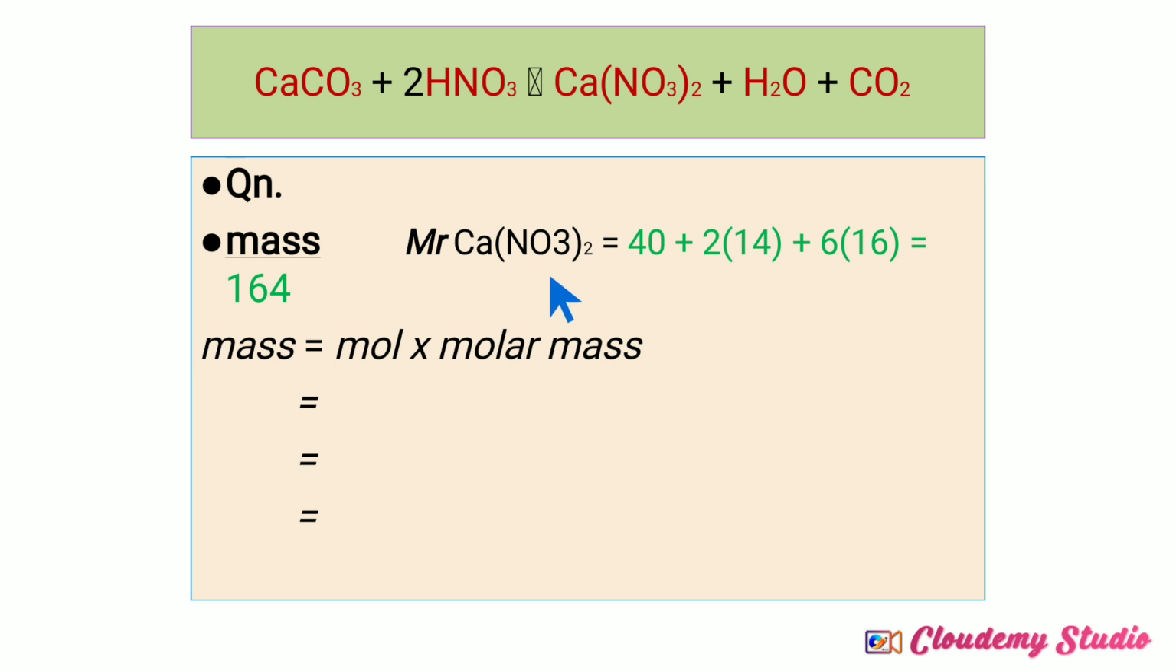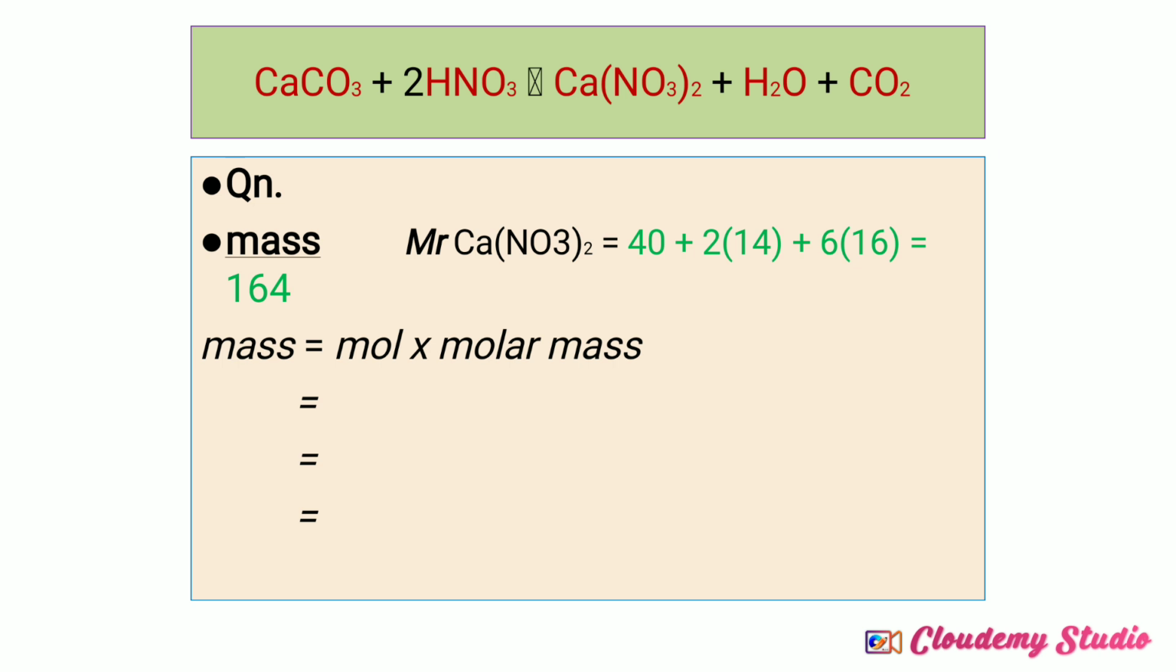So calcium nitrate molar mass, once again we need to calculate. That is calcium 40, nitrogen here 2 times are there, therefore 2 times 14. Oxygen, its mass is 16, but 3 times are there, then outside the bracket another 2 is there. So 2 times 3, 6. So 6 times 16. So if you are adding together, the molar mass of calcium nitrate is 164. So that 164 we need to substitute here.